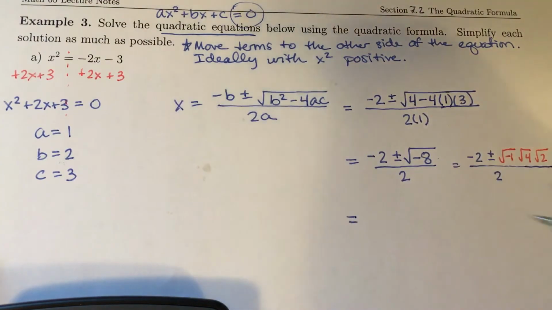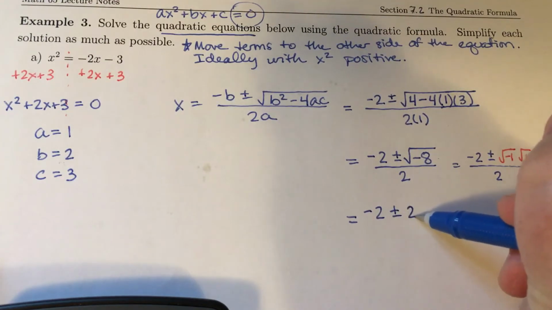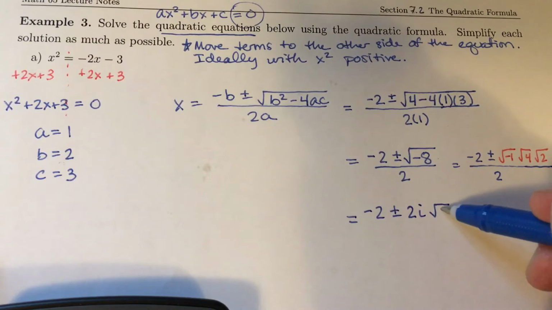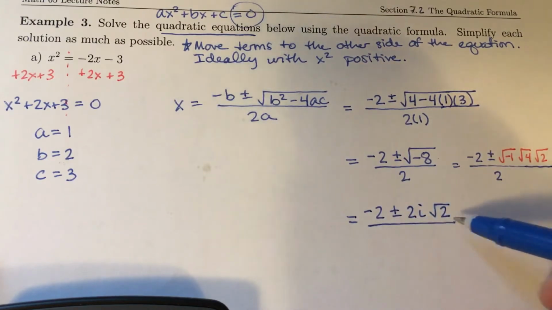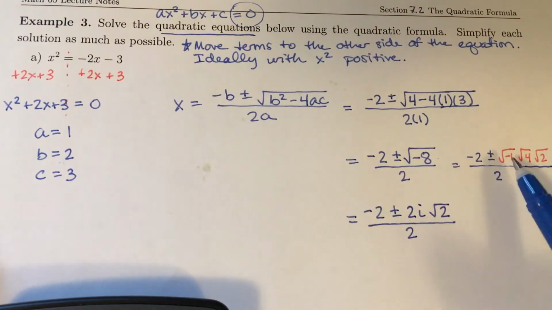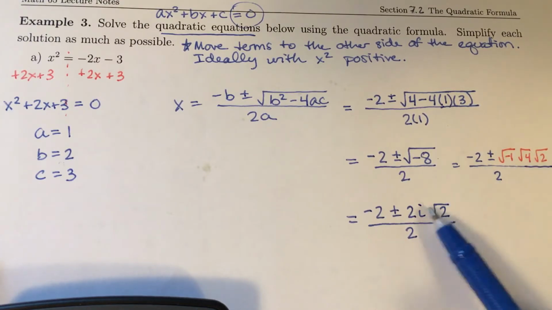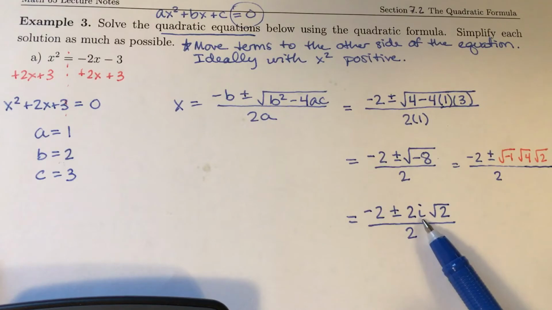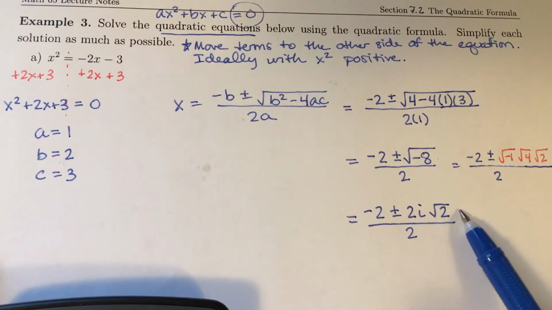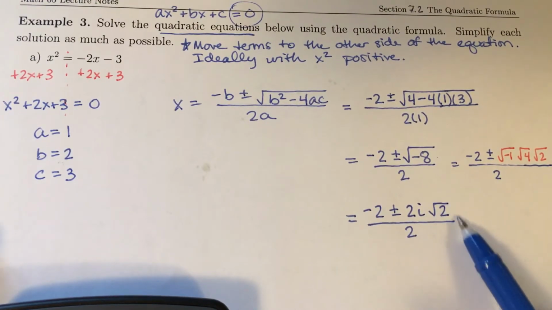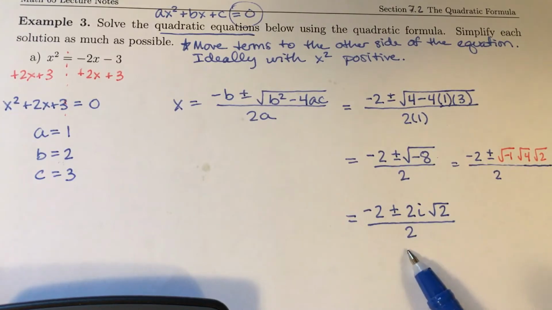So this lets me simplify. Negative 2 plus or minus, then we get 2i times the square root of 2 over 2. Now I flipped the order here. Instead of i times 2, I made it 2i. The order doesn't matter. Really, the i could go after the square root, and that's probably even better mathematical notation. Doesn't really matter.